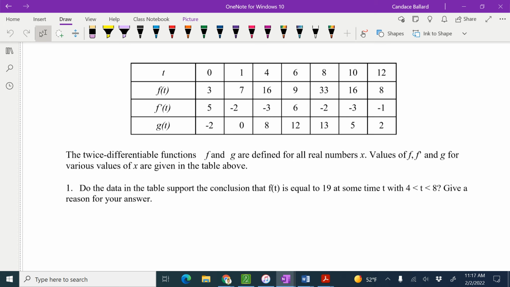All right. So we have the twice differentiable functions. All the data is in the table. It asks us, do the data in the table support the conclusion that f of t is equal to 19 at some time t with the t between 4 and 8? Give a reason for your answer.